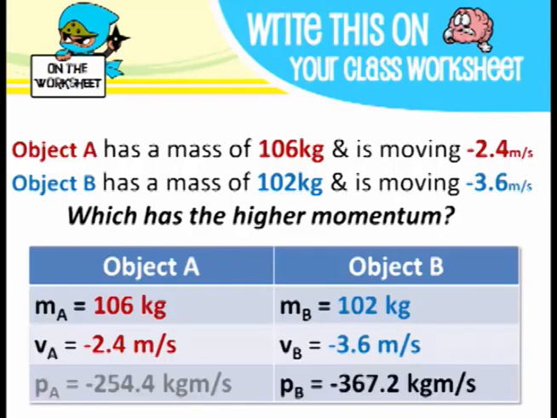For object A, you guys should have an answer of negative 254.4 kilogram meters per second. For object B, you should have negative 367.2 kilogram meters per second. And that tells you that object B does have more momentum. They're actually both going in the same direction, which might be south or it might be west. We can't really tell, but that negative sign just tells us it's going in one of those negative directions, either west or south.